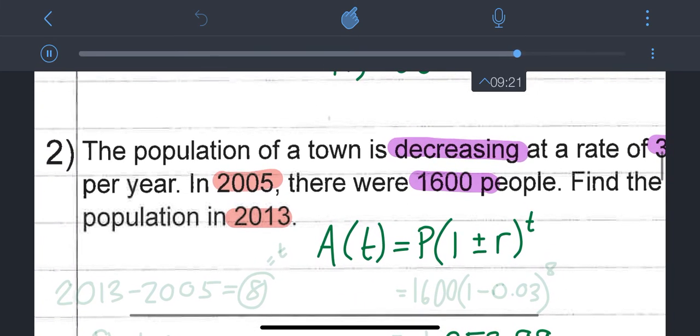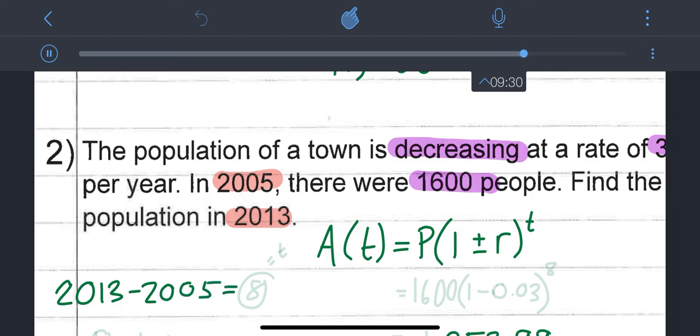So how many years is that? Well, 2013 minus 2005 gets us 8 years. So 8 is going to be our T. What's going to be our initial value, P? Well, the starting year was 2005. What was the population in 2005? They say that was 1,600. So that's going to be our starting value.